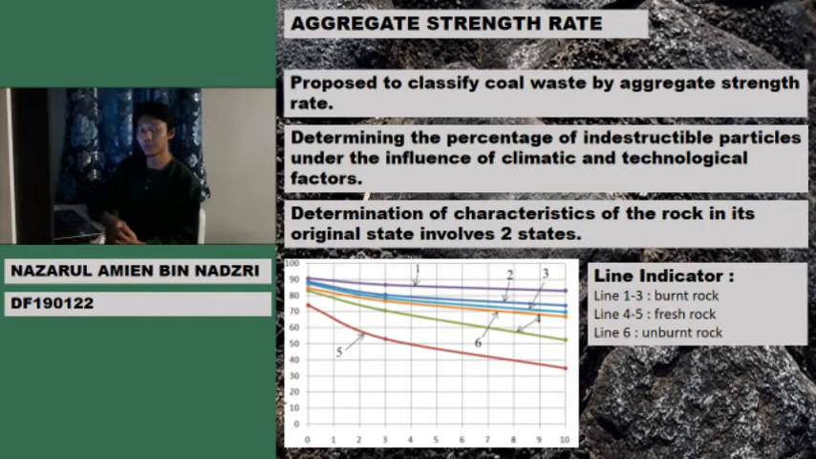To determine the aggregate strength rate, we need to determine the percentage of indestructible particles under the influence of climatic and technological factors. What are the climatic and technological factors? Climatic factors are the cycles of wetting, drying and freezing-thawing, while technological factors include soil compaction during construction of the embankment.